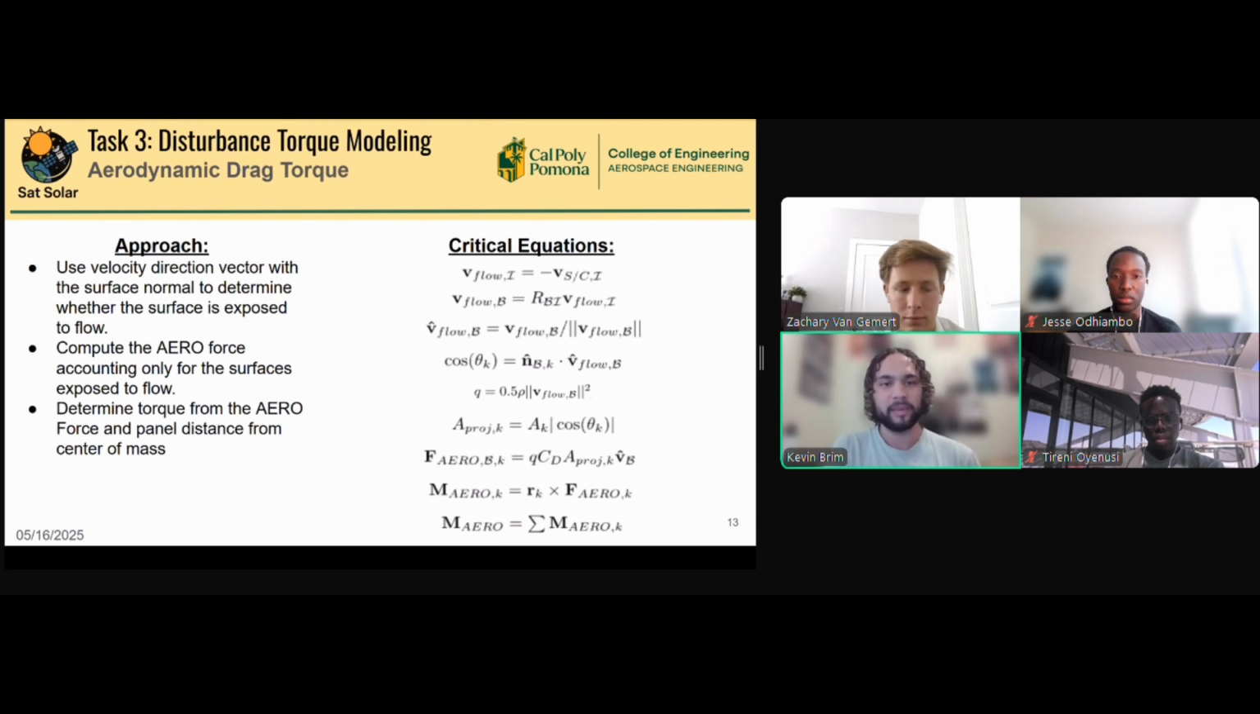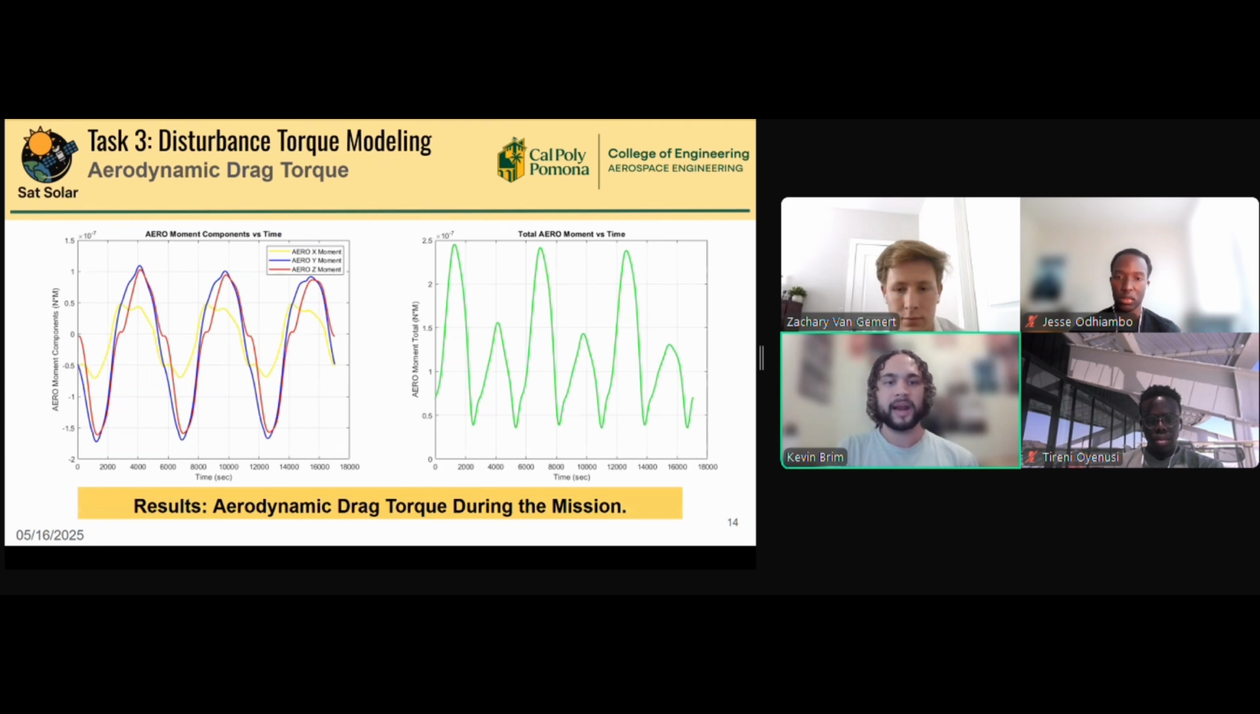And next up, we have our aerodynamic drag torque. To find this, we use the same centroids and all that from the previous step and the velocity direction vector to determine whether the surface is exposed to flow. And then we computed the aero force followed by the aero torque, similar to SRP, with critical equations on the right again. Next slide, please. And here we have our aero moment components versus time and the total aero moment versus time. Both follow a sinusoidal trend throughout the whole simulation.